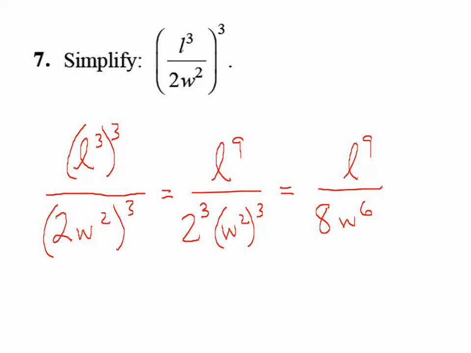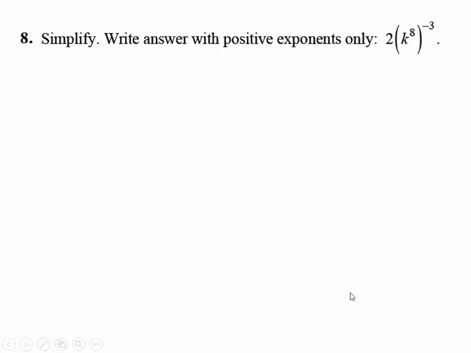Okay, next one. A little bit easier. Alright, going on with this here. So the 2 here is completely on the outside, is not affected by this whatsoever. The -3 is only affecting the k to the 8th. So how about k to the -24th? And again, can't have negative exponents. And the k is still not connected to the 2, so how about a 2 being on top and k to the 24th on the bottom?